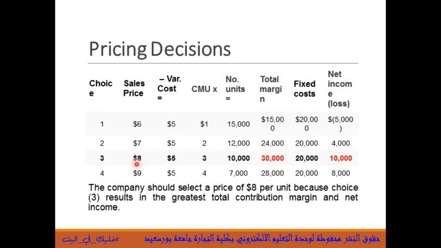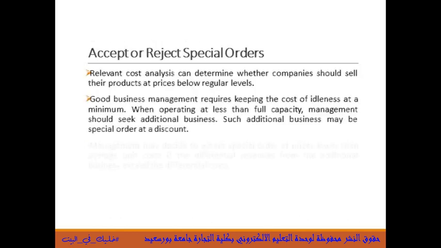We need to consider the demand level under each price. We need to choose the combination of selling price and sales volume that generates the highest contribution margin and net income. And this is true for the third option when the selling price is $8 per unit.